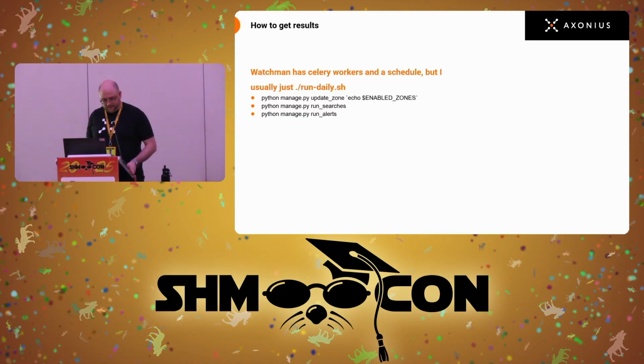The way it actually runs, it has Celery workers. So if you just want to put this on a server and let it run forever, that works. It's kind of expensive if you want to host it in Amazon, because you're going to move a lot of data. It's downloading, I don't know, dozens or hundreds of gigs a day, processing it, inserting it in a database. So I just run it on my laptop. A nice little script, run daily. It's a bunch of Python Django commands. It updates whatever zones you have configured, runs the searches, and then runs the alerts.